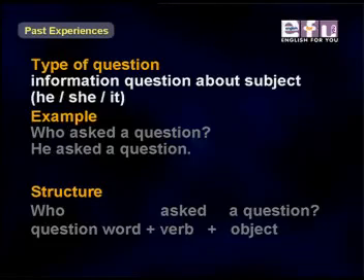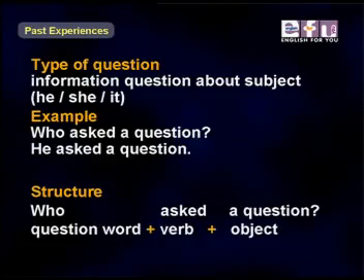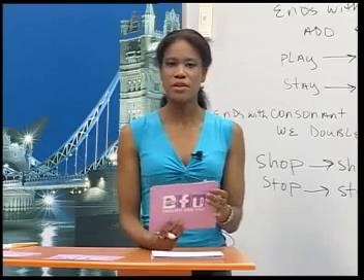Third type of question is an information question about the subject, he, she, or it. For example, who asked a question? He asked a question. Structure is question word, which is the subject, who, plus your verb, asked, plus object, a question. Who asked a question? Okay, now take a look at this question.